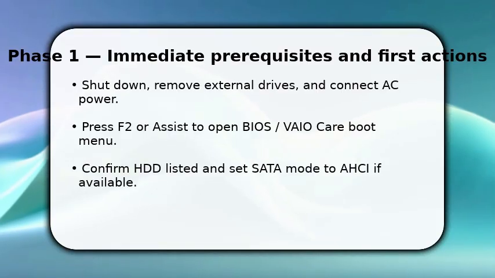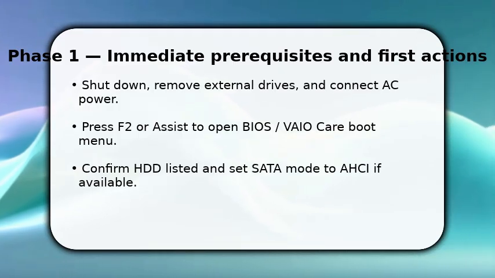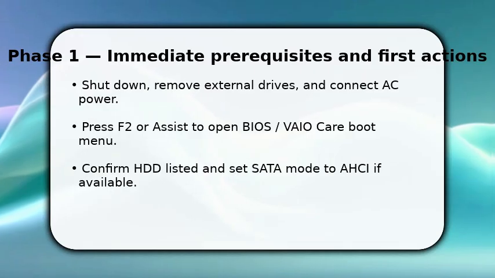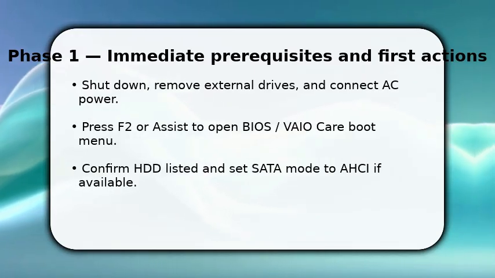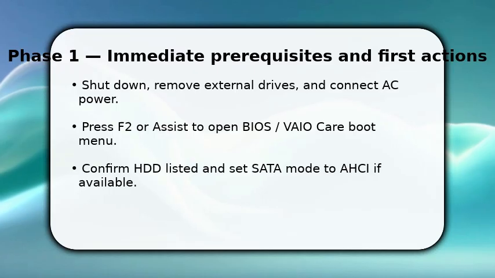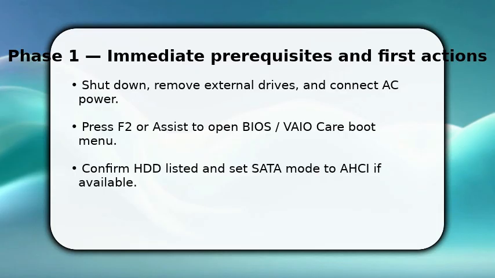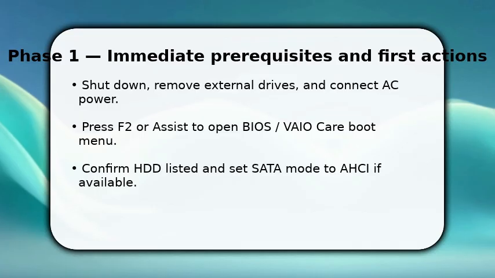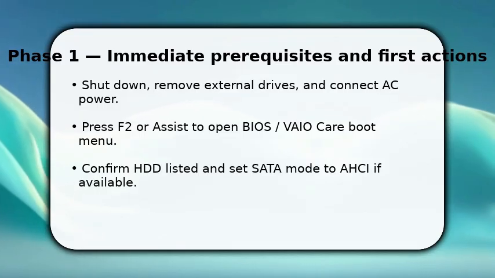You start by confirming hardware and entering BIOS. Do this now. Once power is stable, press F2 or the assist key at boot to open VAIO firmware. You need to check whether the internal drive is detected. If it is missing, the OS won't load. Make sure SATA mode is AHCI rather than RAID or IDE because mismatched mode prevents many Windows installs from booting. If the drive appears, note the boot order and move the internal HDD to the top.